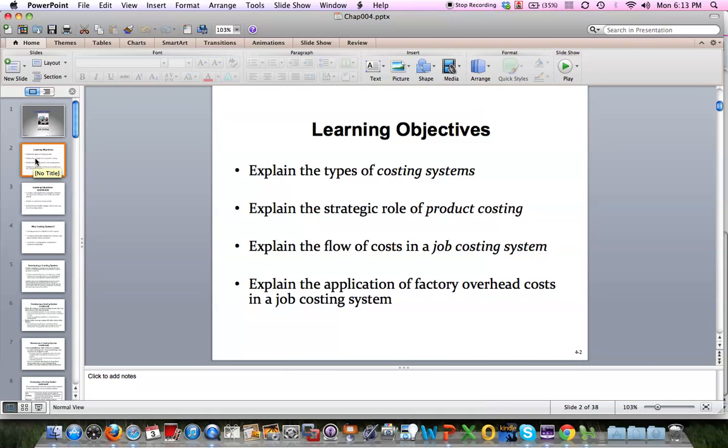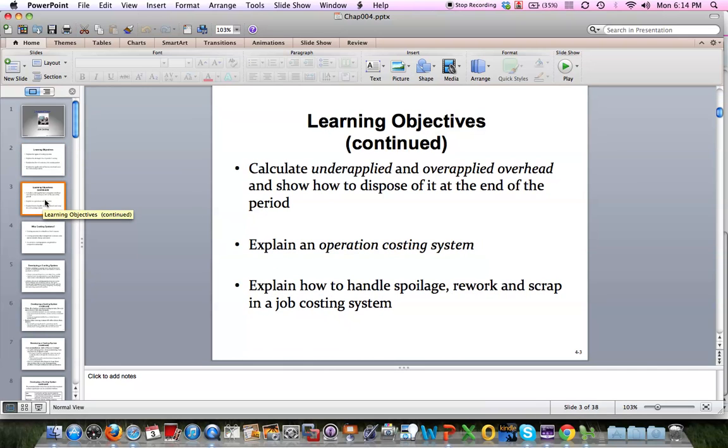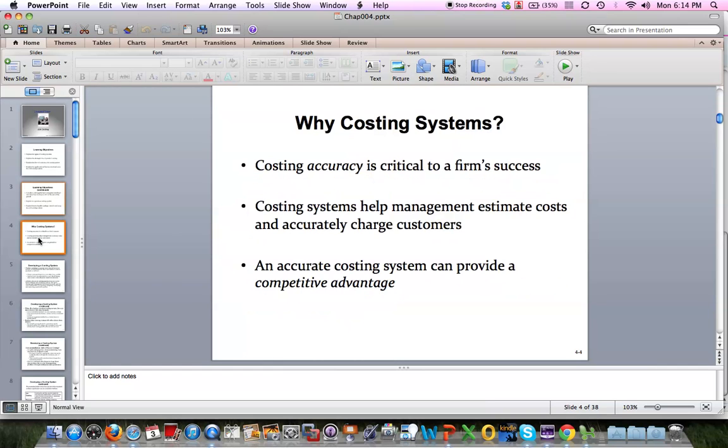We'll talk about the role of the strategy behind product costing, explain how costs flow through a job costing system, and also talk about how we're going to apply factory overhead and what some of our options are to do that in a job costing system. We'll also talk about underapplied and overapplied overhead and what we should do with it at the end of an accounting period. That's mostly what we're going to cover.